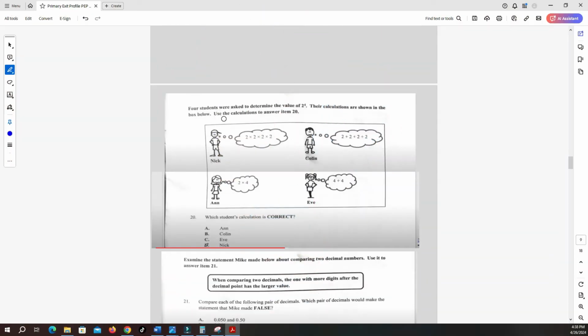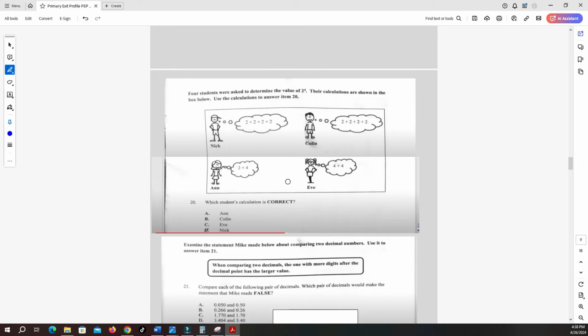All right, so 4 students were asked to determine the value of 2 to the 4th power. Their calculations are shown in the box below. Use the calculations to answer item 20. So 2 to the 4th power means 2 times 2 times 2 times 2, so it's 2, 4 times. So this is Nick. My answer would definitely be Nick.